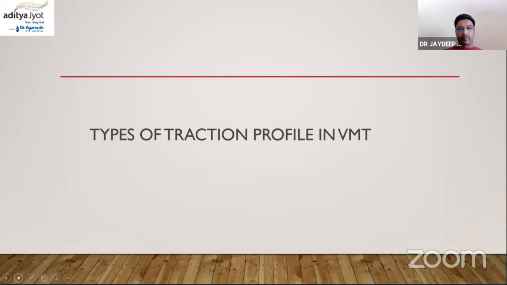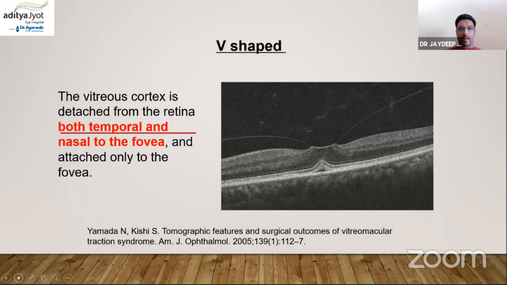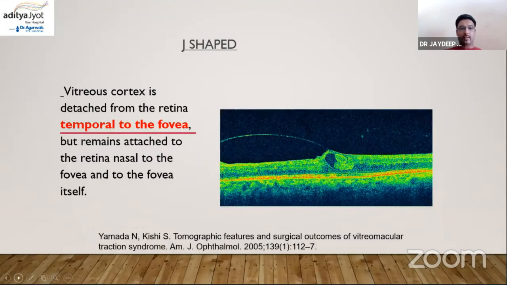There are 2 types of traction profile again, which they described. This one is V-shaped. V-shaped traction is the vitreous cortex detached from the retina on both the temporal and the nasal side of the fovea and attached only at the fovea. And then there is a J-shaped traction, which is only temporal to the fovea, but the nasal side remains attached. This is important as far as prognostication is concerned, because some studies have shown that the V-shaped traction has a better prognosis compared to the J-shaped after treatment.